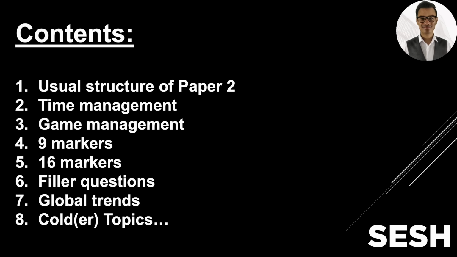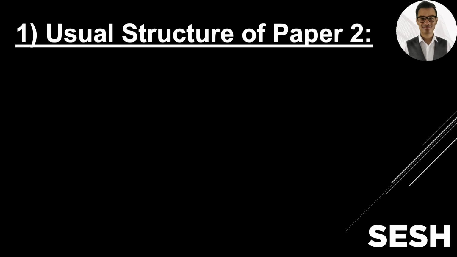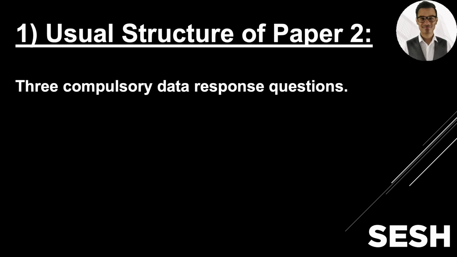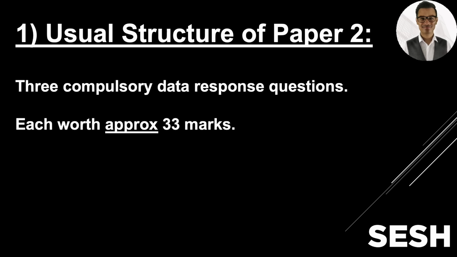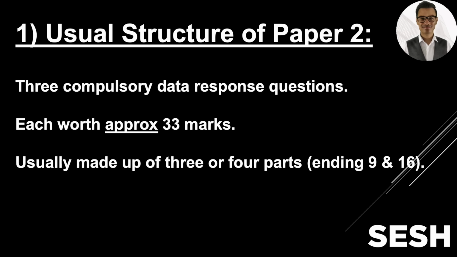Let's get into number 1, usual structure of Paper 2. So usual structure of Paper 2 is as follows. 3 compulsory data response, context, case study questions. Each of them is worth 33 marks. It could be 34, it could be 32, it could be 31, it could be 35, but they're going to come out to about 33. And for each of those, it's likely they'll have 3 or 4 parts, and they're pretty much always going to end with a 9 and then a 16 marker.